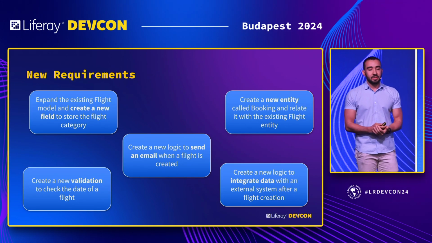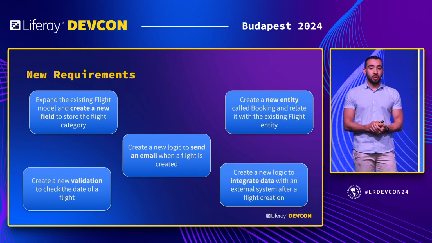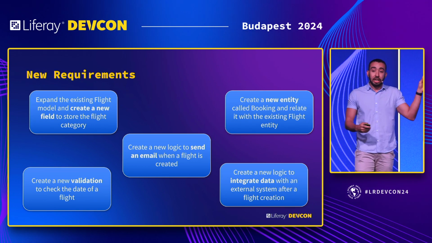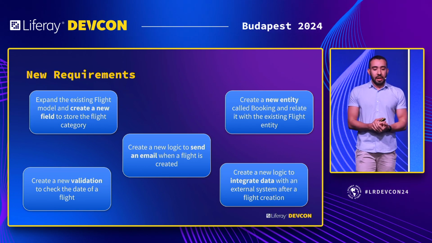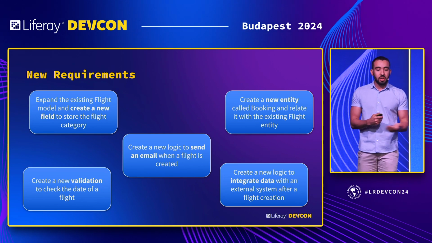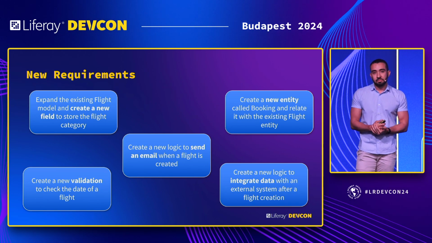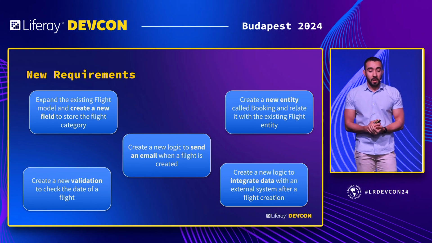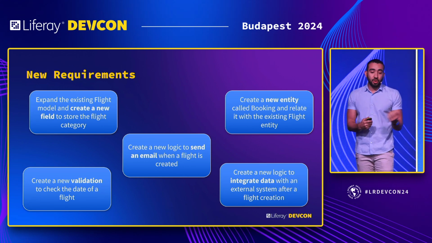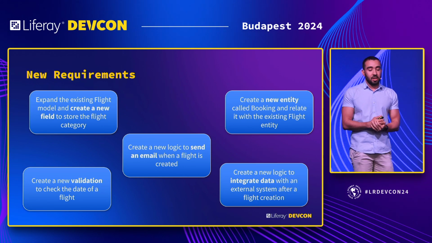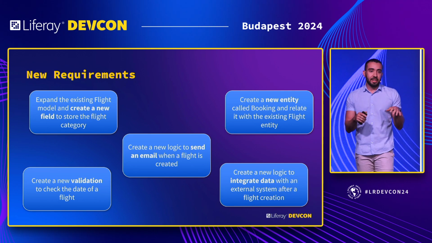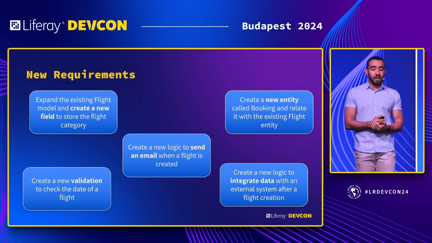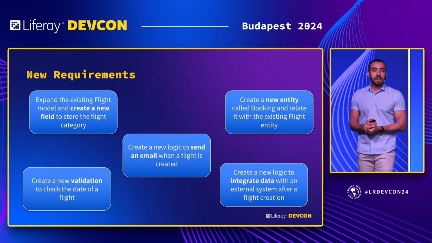And here I'm bringing some examples of the new requirements that we can have. In this example, I have a flight application, okay, to create new flights. And let's suppose I want to add a new field to store the flight category, for example. So I must have a new column in the database. Or I need to create a new validation to check the date of a flight. Okay, this I can do in the local service, doing some checks there. Even create new logic to send an email when a flight is created.